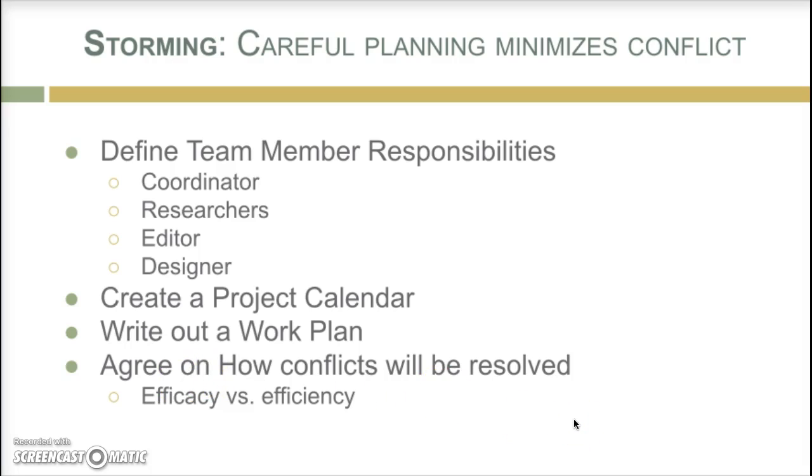So sometimes people want to resolve a conflict based on efficacy, and sometimes people want to resolve a conflict based on efficiency, and you need to recognize in your own personality which way you tend to lean towards. Is it efficacy, the best optimal solution, or is it efficiency, the quickest fastest way to get something done? And recognizing that about yourself and recognizing that about other people can help you to minimize conflict.